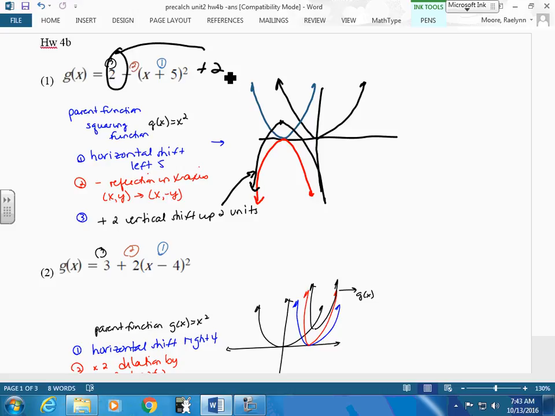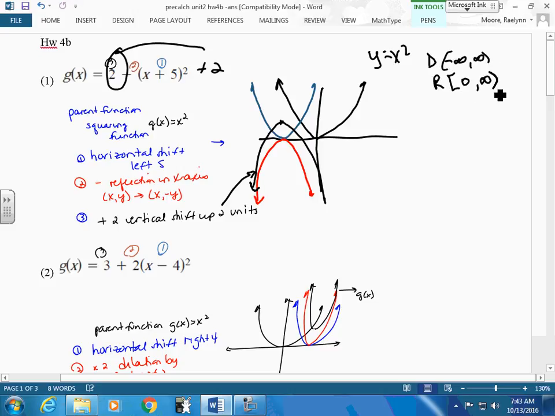What's the original domain for your squaring function? What's that domain? All real numbers. And the range? Good. So here's your final one. Does the domain change? No. What's the one thing? Well, there's actually 2 things that affected your range. A reflection. Good. So the reflection said negative infinity to 0. And then what? Vertical shift up 2.